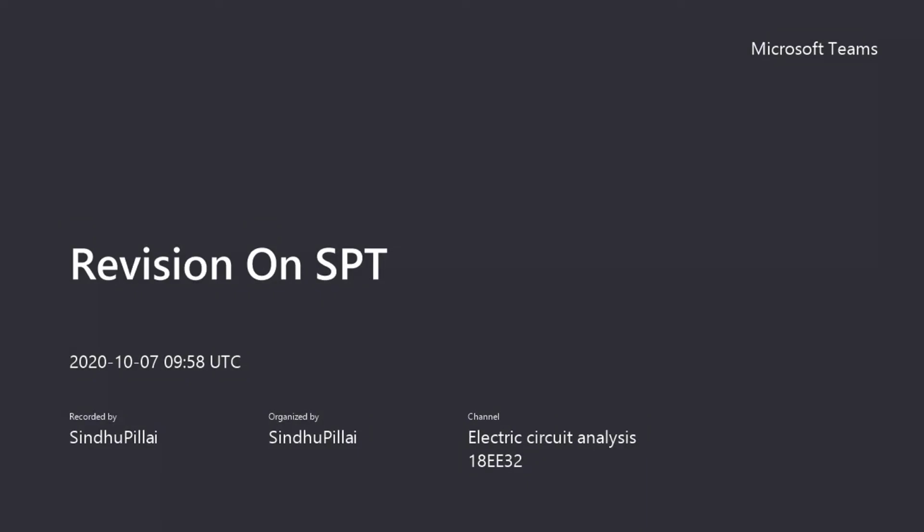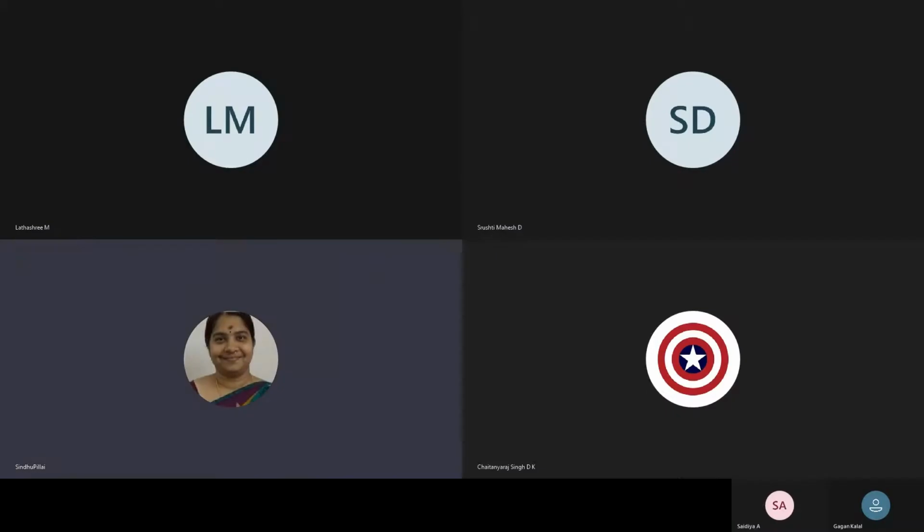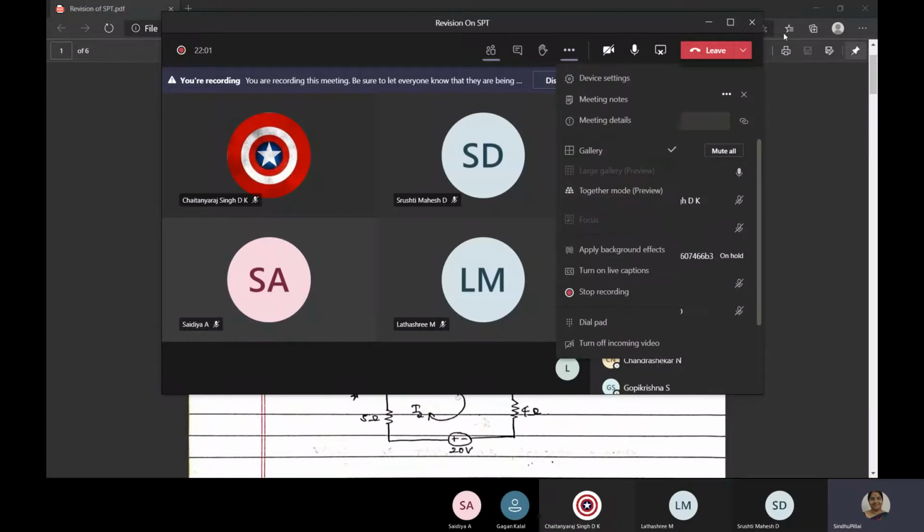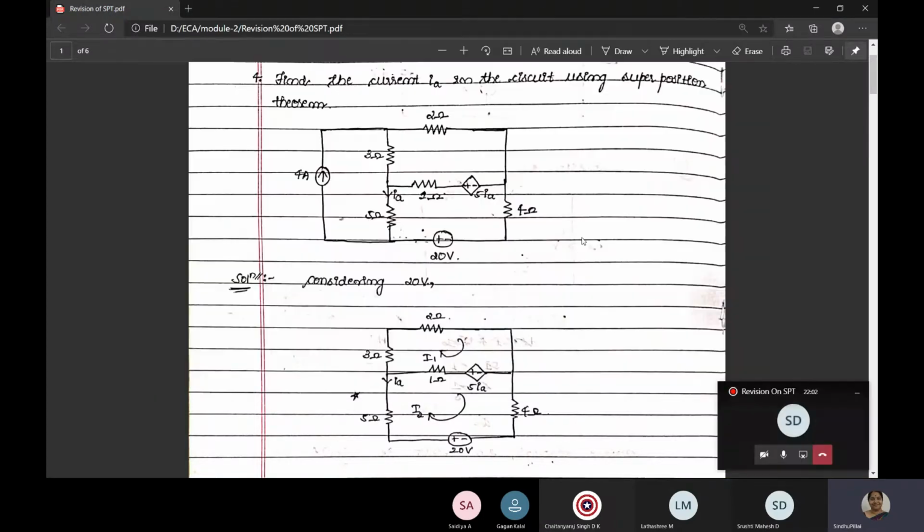Superposition theorem: how many independent sources are there? You have to see how many independent sources there are. So for the network shown here, find the current IA in the circuit using the superposition theorem.